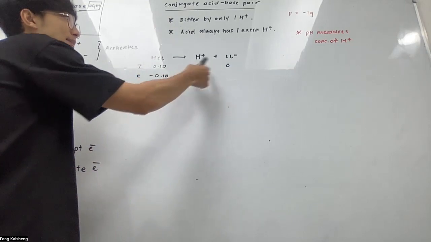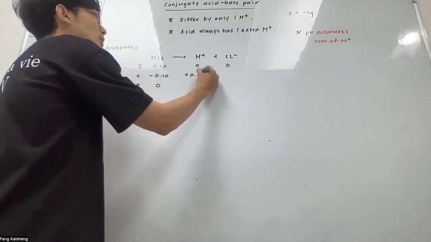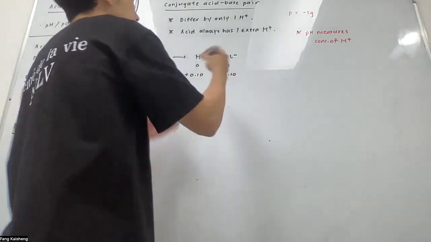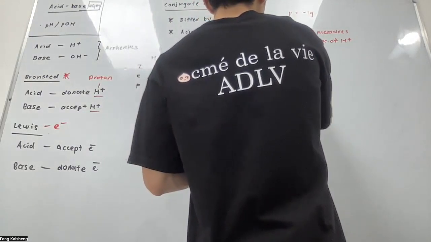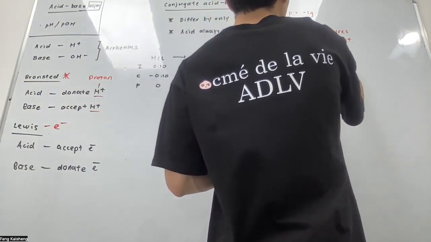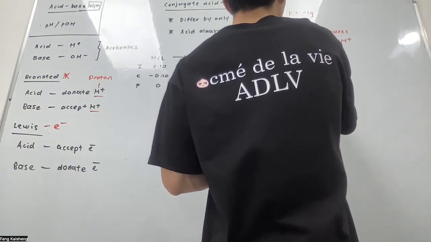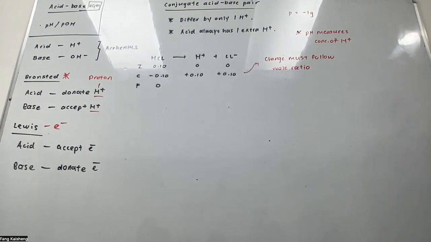How about the right hand side? What should we do here? Add how much? 0.1 as well. Remember why? Because all of your change must follow the mole ratio. This applies to chemical equilibrium as well, and to solubility equilibrium. Just look at this, all 1:1 ratio.